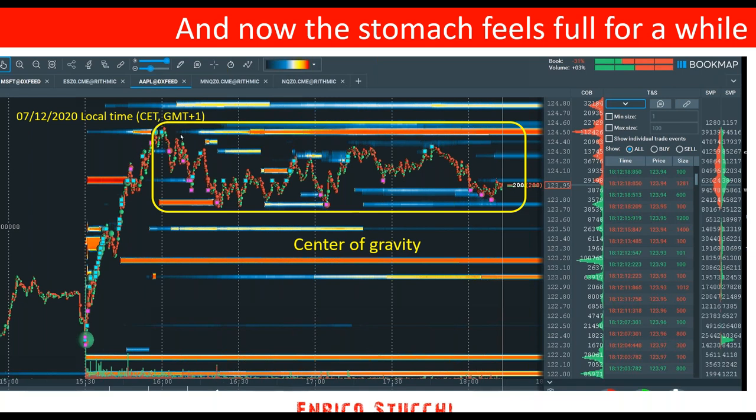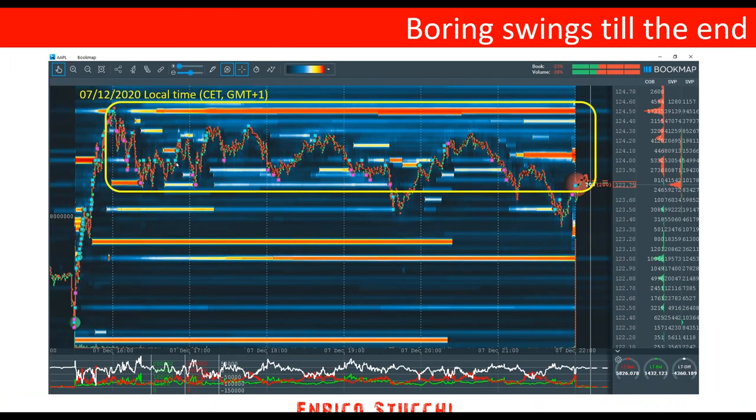Okay, usually if you have a responsive buyer in a support, you have a high volume here. Okay, same here. But I prefer this kind of movement. I'm more of a breakout trader than a small swing trader. So the day continues with this boring swing to the other session.